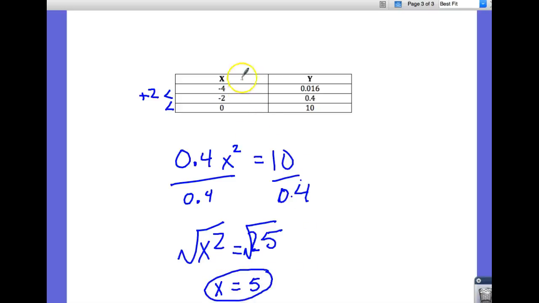There you go. You're just asking yourself, how many times do I have to multiply by some number to get to this? In this case, the jump is 2, so I have to multiply by the growth factor twice to get to 10. So what is that number? I can solve from there.